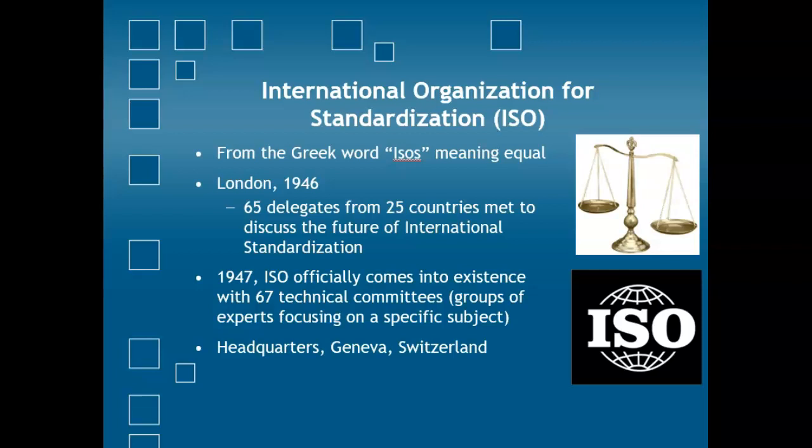So that meant standardized details about things that they were involved in. I'll get more into that in just a bit. So a year later, it came into existence, and they had different technical committees that specialized in a particular area. So they had experts then who would work on this, not political people, but technical experts. And the ISO is located in Geneva, Switzerland.